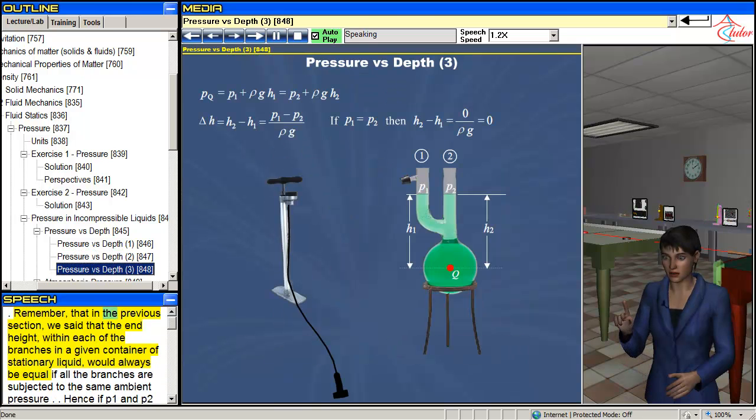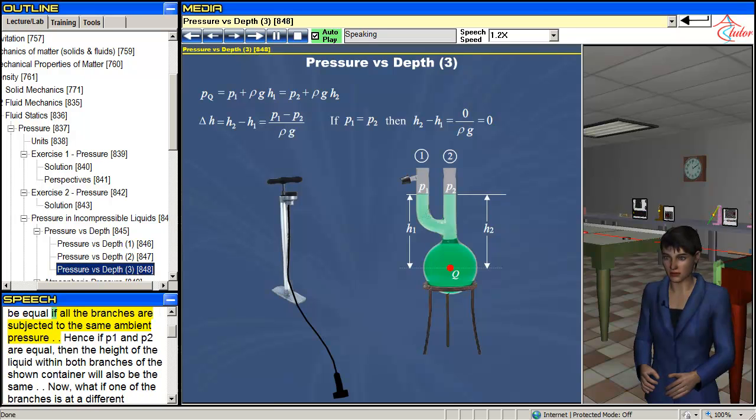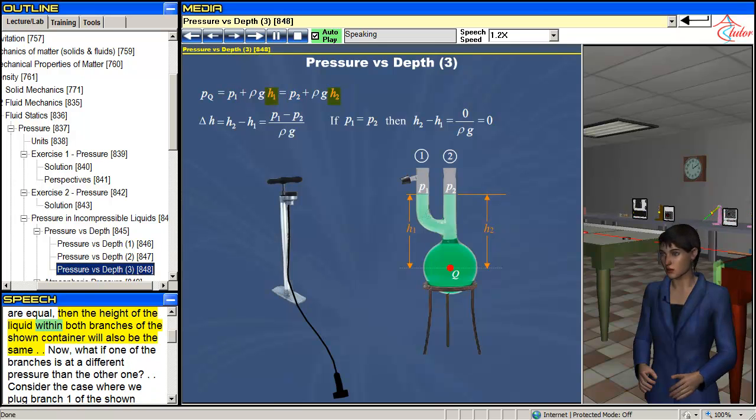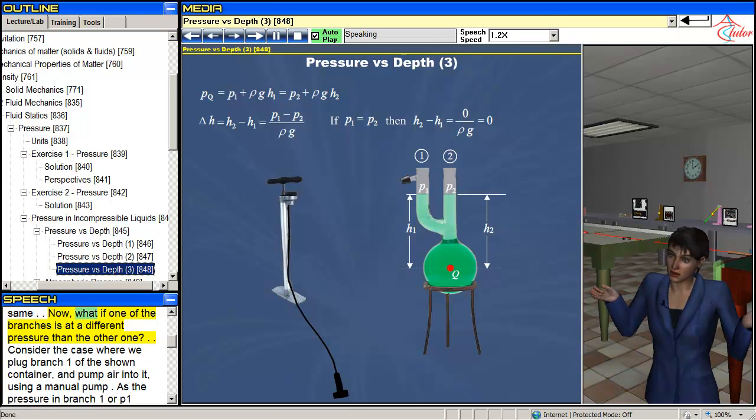Remember that in the previous section, we said that the end height within each of the branches in a given container of stationary liquid would always be equal if all the branches are subjected to the same ambient pressure. Hence, if P1 and P2 are equal, then the height of the liquid within both branches of the shown container will also be the same. Now, what if one of the branches is at a different pressure than the other one?